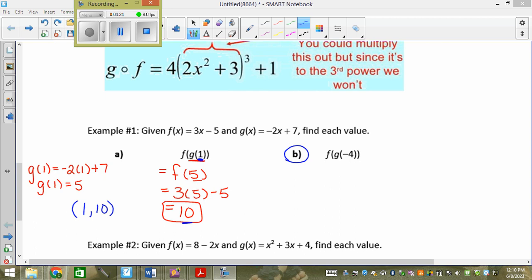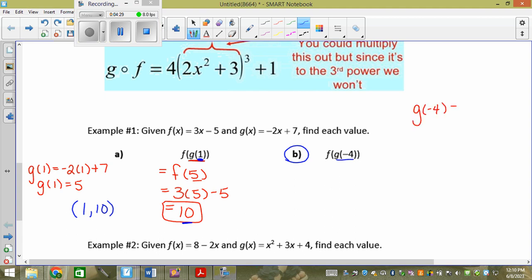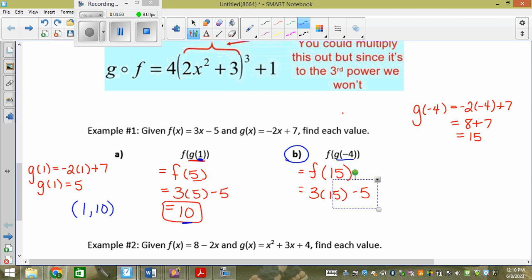So the first thing we're going to do is g of negative 4 off to the side. So we're going to get negative 2 times negative 4 plus 7, which is 8 plus 7, which is 15. So I'm going to put a 15 in for g of negative 4. So now I'm really just finding f of 15. So I go 3 times 15 minus 5, which is 40. So this is my answer. What coordinate did I just find on the graph of f of g of x? Negative 4 and 40.